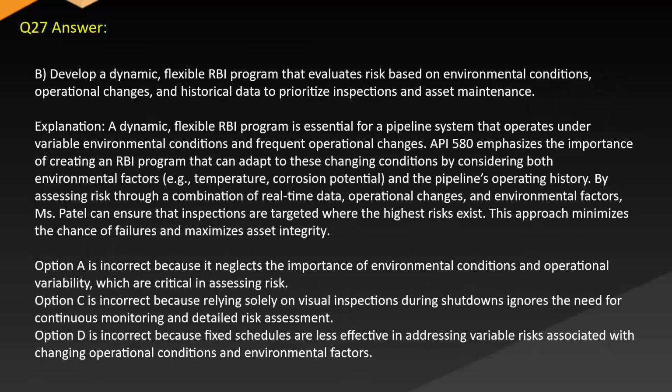Answer. B. Develop a dynamic, flexible RBI program that evaluates risk based on environmental conditions, operational changes, and historical data to prioritize inspections and asset maintenance. Explanation. A dynamic, flexible RBI program is essential for a pipeline system that operates under variable environmental conditions and frequent operational changes. API 580 emphasizes the importance of creating an RBI program that can adapt to these changing conditions by considering both environmental factors, e.g., temperature, corrosion potential, and the pipeline's operating history.